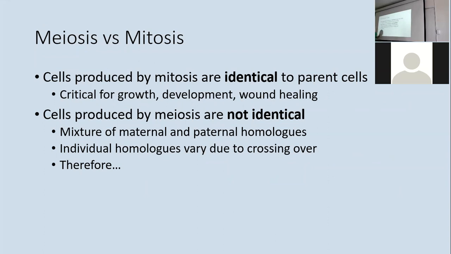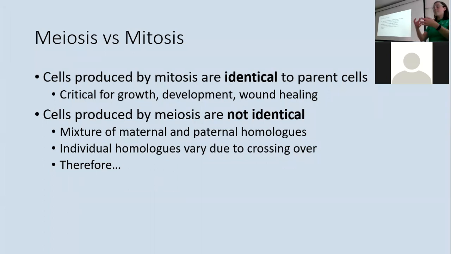The cells produced by mitosis are identical. When cells in your body divide, they double up their DNA, they divide in half, and you get 2 cells that are identical to the first cell. And this is critical. This is super important. For growing, for development, for wound healing, all done through mitosis, just dividing cells and making cells that look exactly like the cells they came from. Cells produced by meiosis are not.